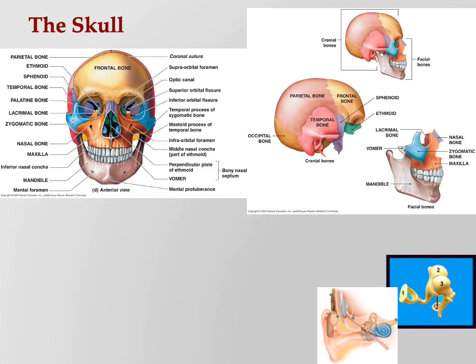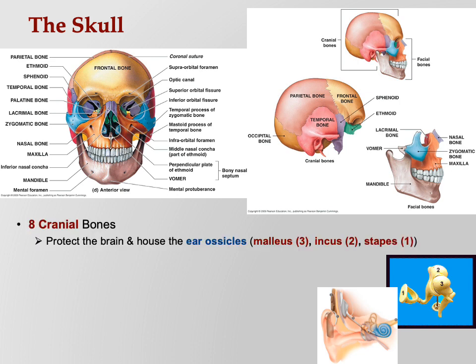Let's start talking about the skull. How many bones do you think the skull is? Do you know? Well, there are 8 cranial bones in the skull. The cranial bones are the ones that we often call the brain case. Those 8 bones hold your brain. They also house the ear ossicles. Ear ossicles are little tiny bones that you hear with. The malleus, the incus, and the stapes. You can see them in the lower right.